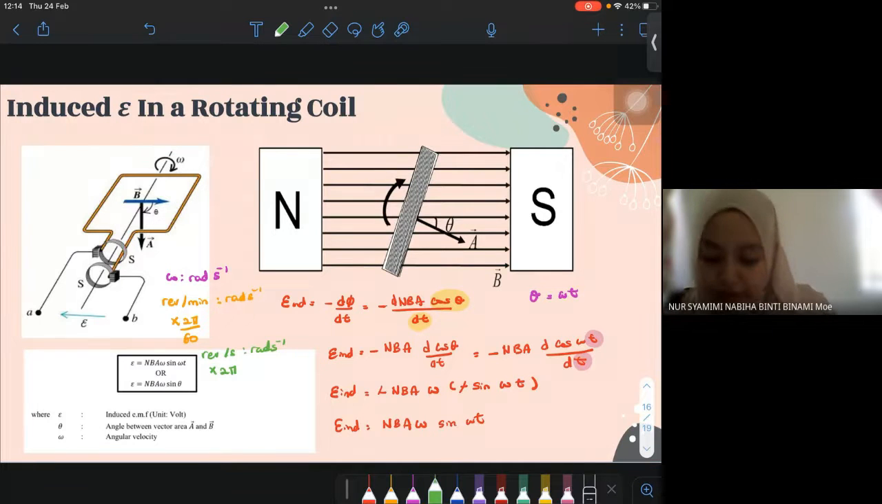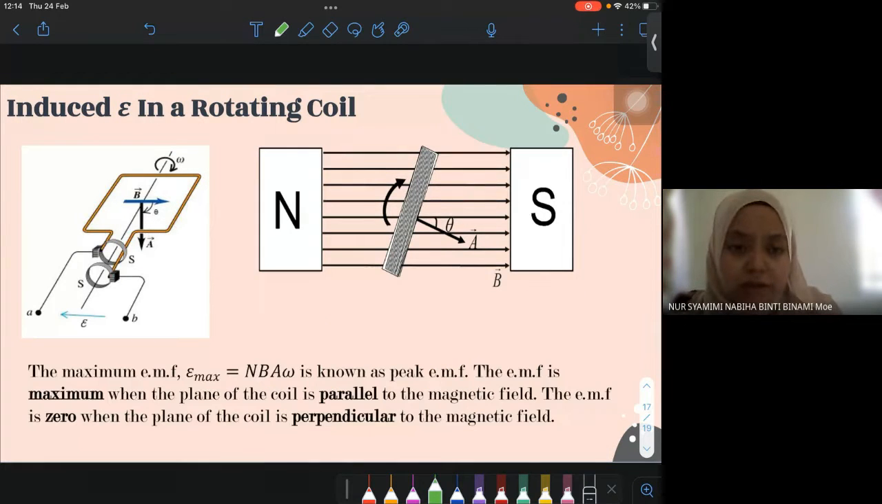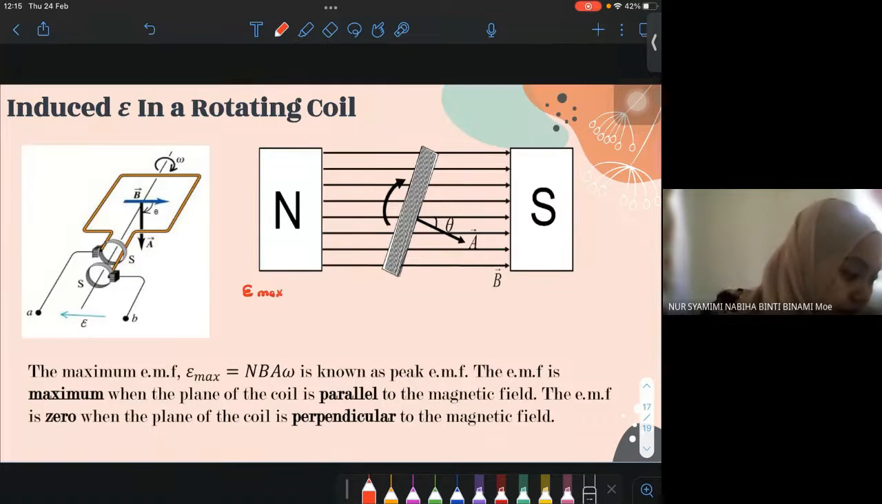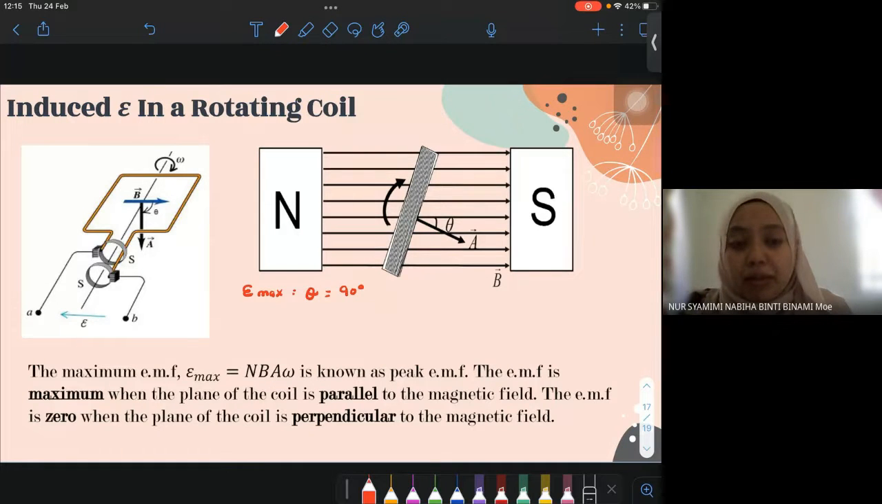Okay, alright. So, and one more thing, soalan yang famous dia tanya, what is the maximum EMF untuk rotating coil? So, bila dia minta maximum EMF, so E maximum theta must be equals to 90 degree. Dia tak bagi theta tapi dia minta maximum, kamu terus guna theta itu 90 degree. Kalau E minimum, kamu terus guna theta equals to 0 degree. So dia akan dapat kalau maximum NBA omega. Kalau minimum, automatik akan jadi kosong.